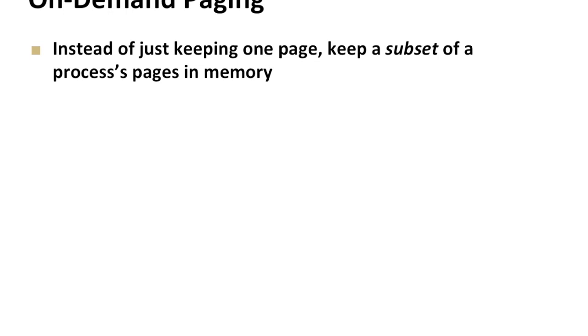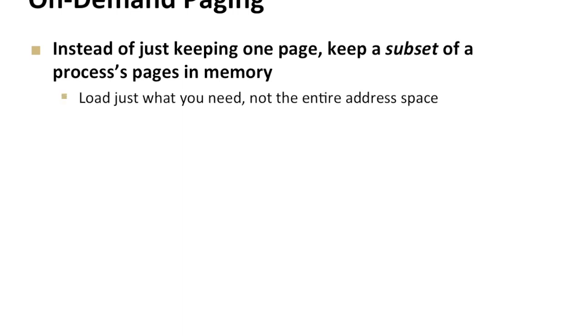So instead of keeping just one page at a time sitting in memory, we want to keep a whole subset in memory. So that means we're going to keep a subset of the pages that are in the logical address space in RAM. We'll only load the ones that we need. If we have some code that we never execute, and that was sitting in a page, we would never need to load that page.